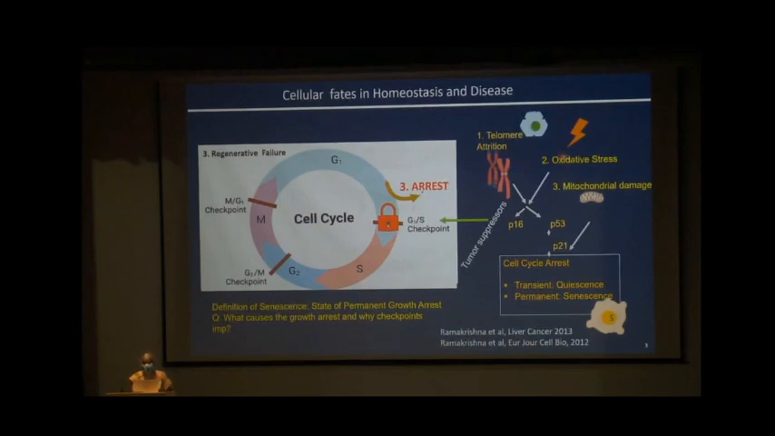The telomere independent pathways are oxidative stress and mitochondrial DNA damage, and whatever the mechanism, they all meet at the checkpoints, which are P16, P53, and P21. These are the guardians of the cell, and when they get activated, the cell undergoes a permanent arrest. The permanent arrest is what is called senescence. Why this slide is important is that all these molecules, P16, P53, and P21, are mutated in cancer. Hence there is a nexus between senescence and cancer.